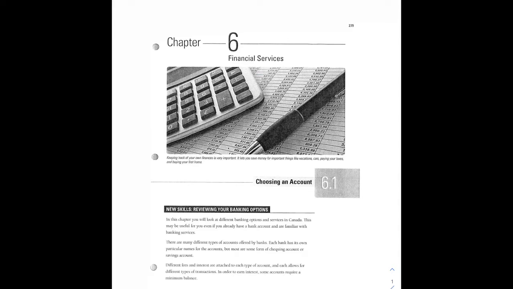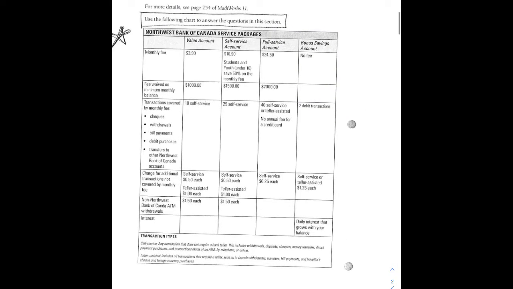So we're on to chapter 6, which is all about financial services. In this, it's all about choosing an account and knowing how your account works when you decide to get a bank card. Many of you might already have a bank card, but it's good to know all of the different transactions. You're going to be using this not only on your exam, but also when you go through your booklet or your assignments.